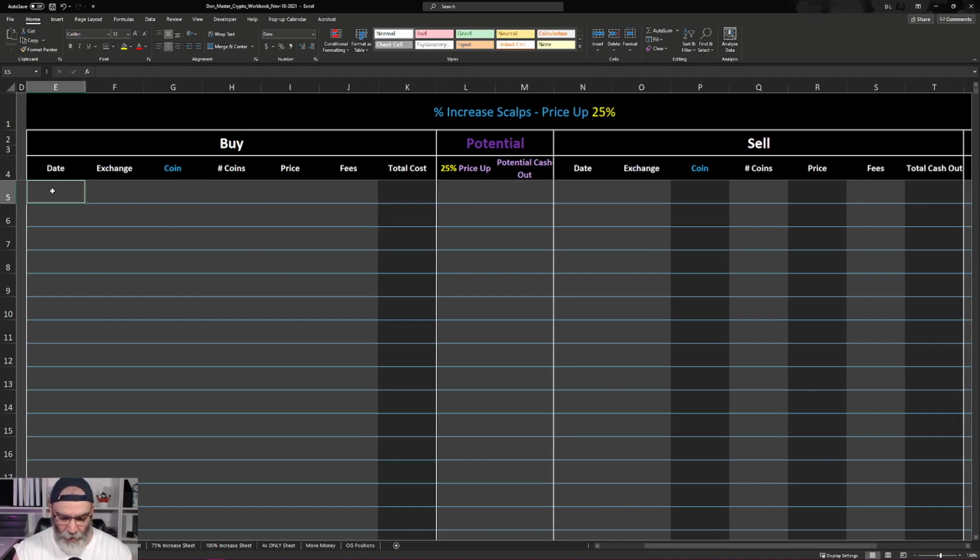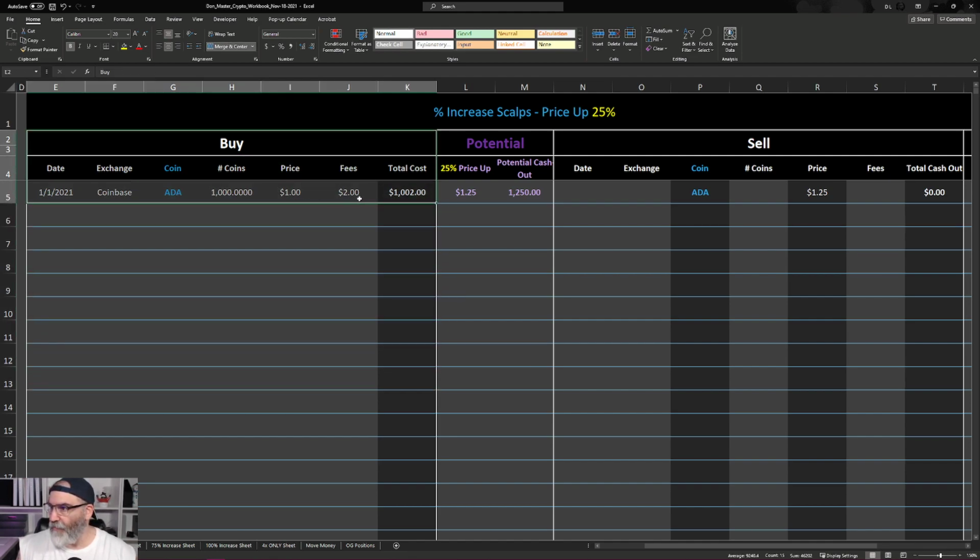So on the first, 1/1/2021 at Coinbase, I bought Cardano, okay? And I bought 1,000 coins of Cardano at a price point of $1. I paid $2 in fees. Now, what you see so far is it calculated my cost, because this is the buy section. So it calculated my total cost for this transaction.